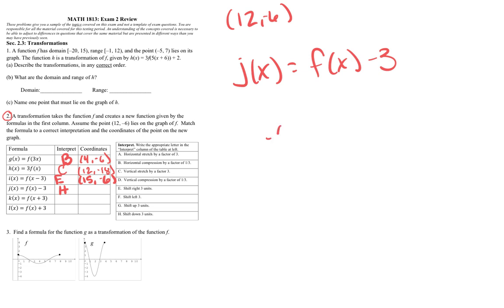So we have our negative 6. We're going to subtract 3 from that, which is going to equal negative 9. And so our point for this is going to be 12, negative 9. I'll drop that over here.